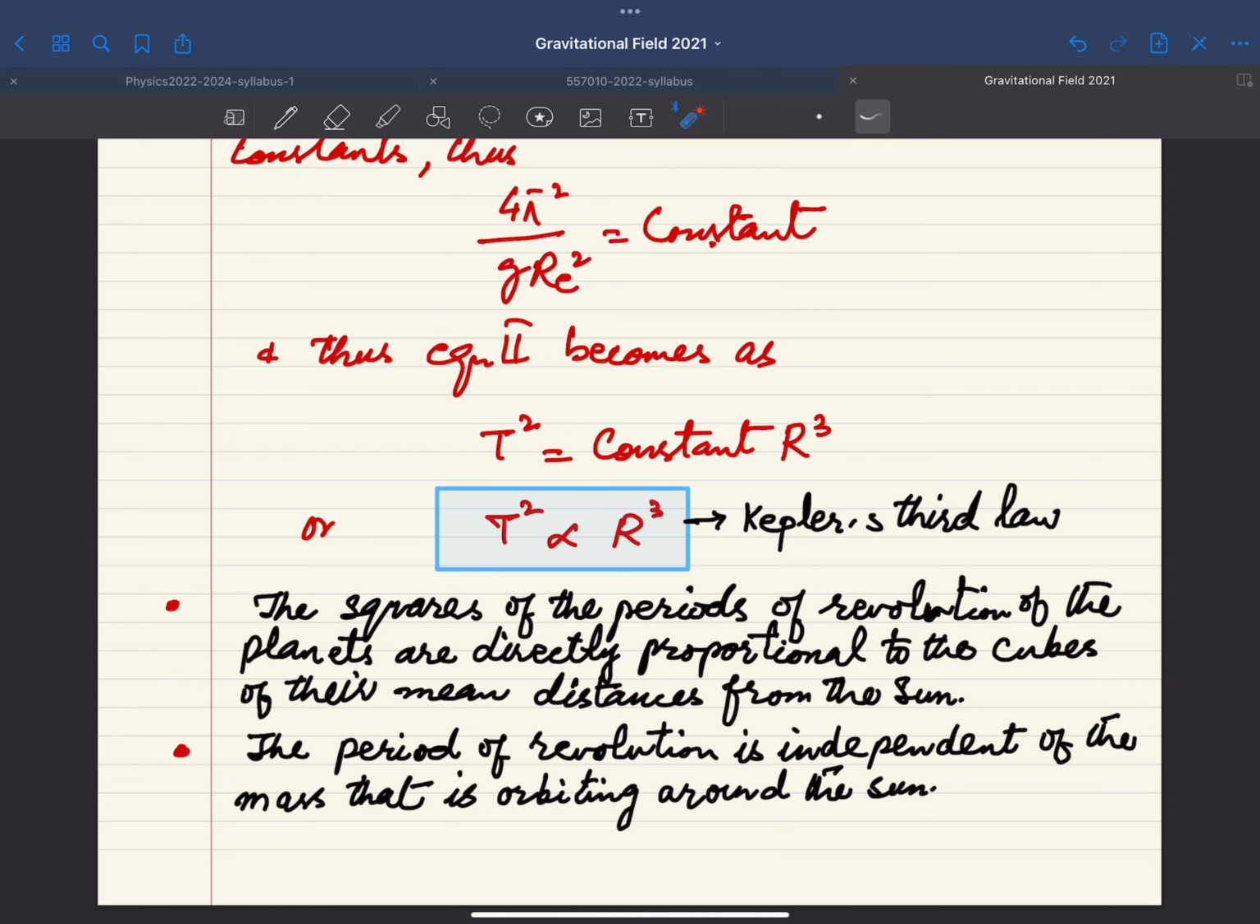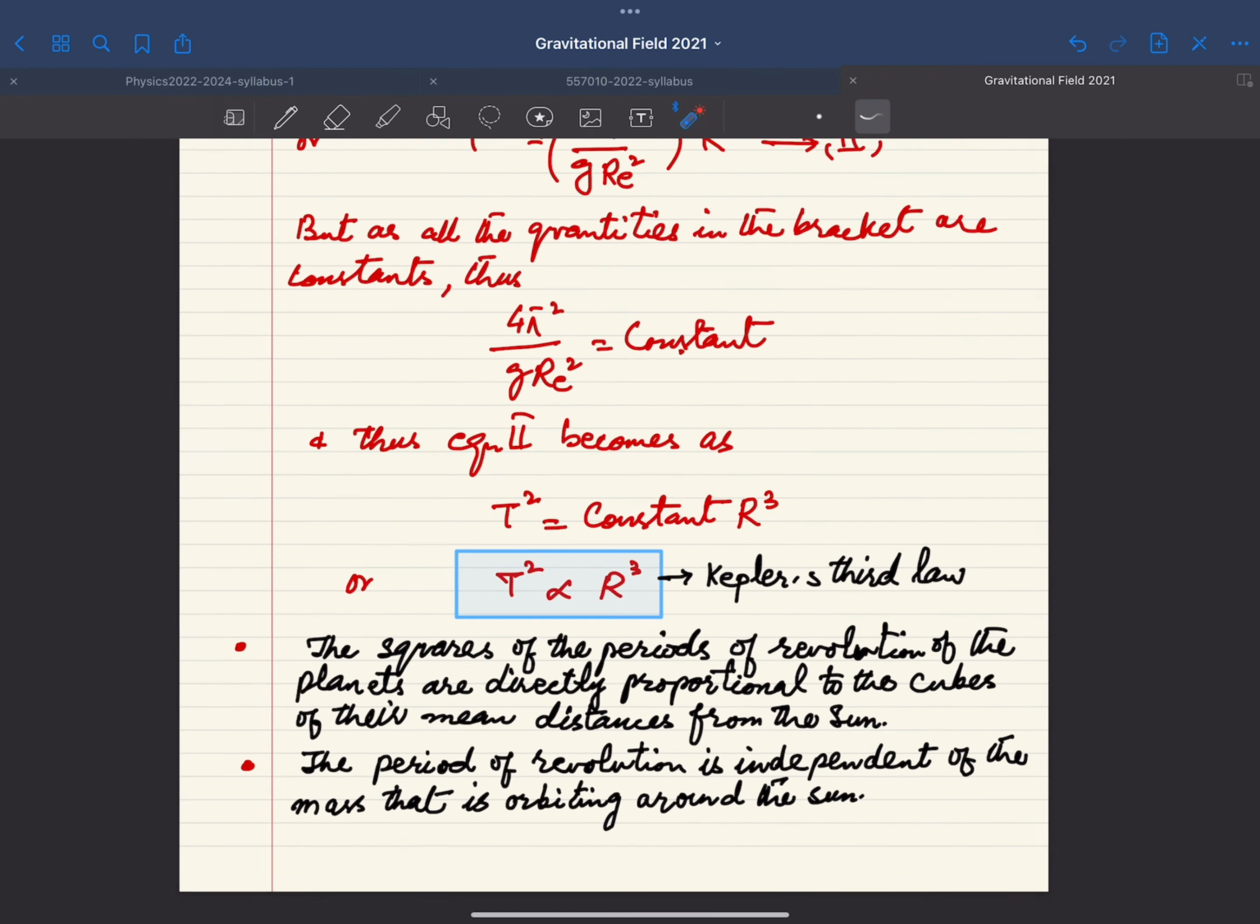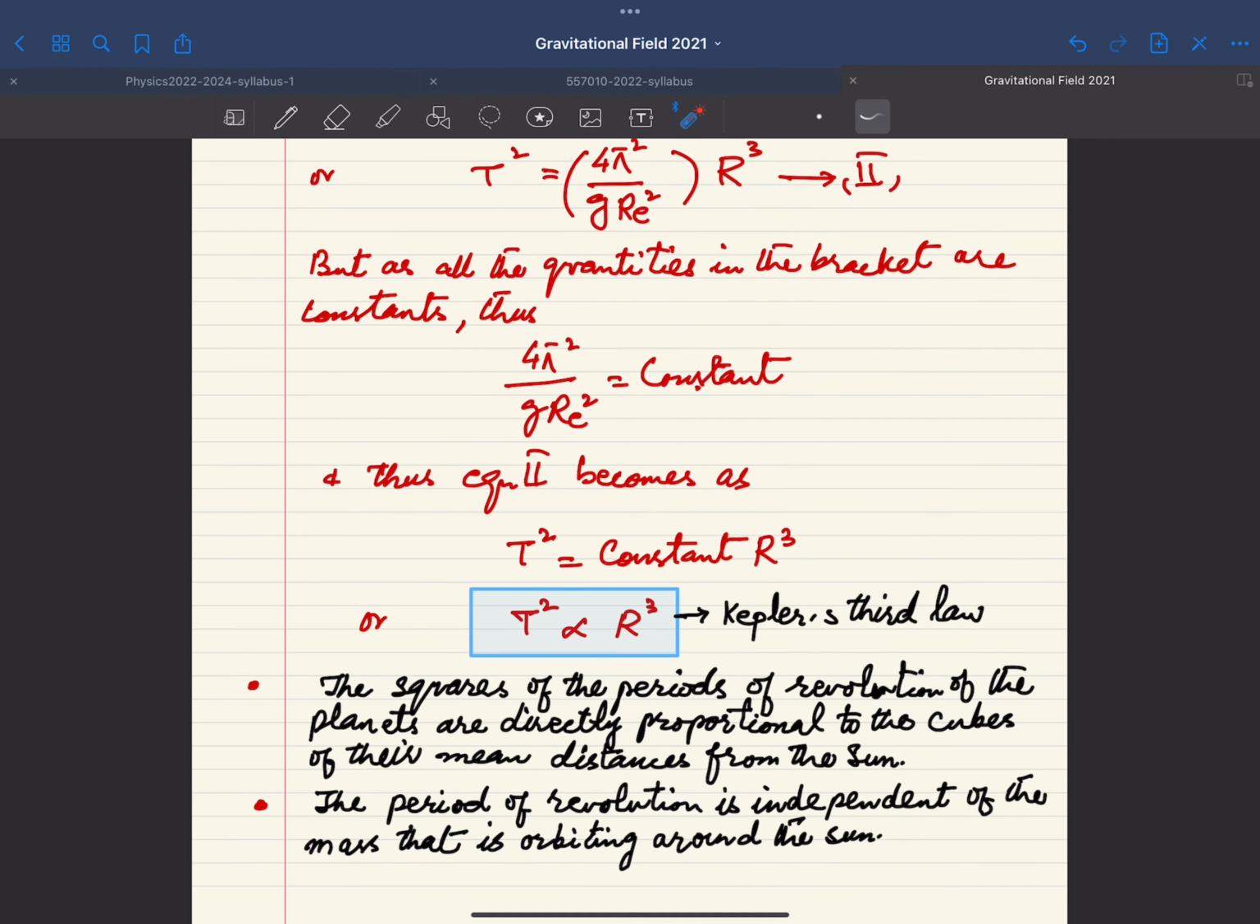So I have given you both examples, the sun and the earth, or the earth and any body which is orbiting around the earth. So this is what we have as far as the relation is concerned. So be careful that this is your relation, which is Kepler's third law, and here we have the statement of this law.